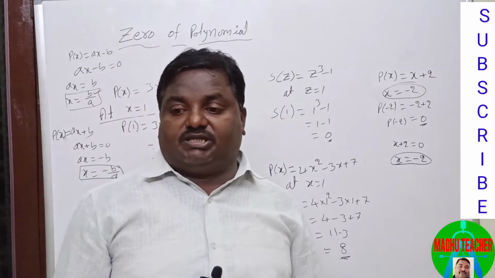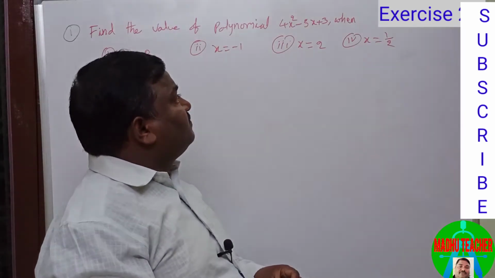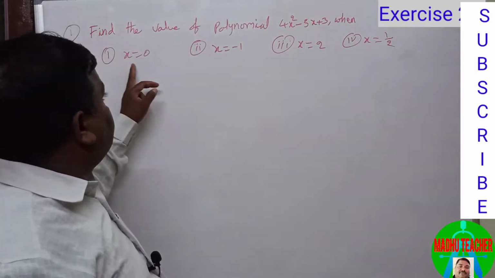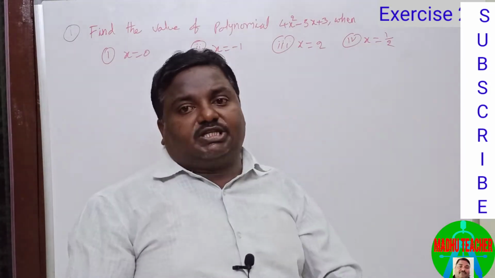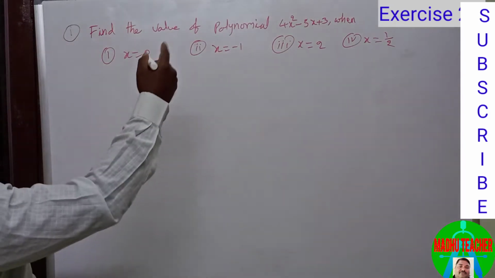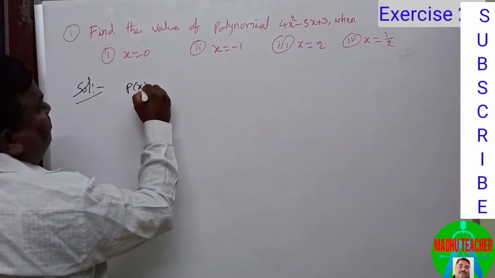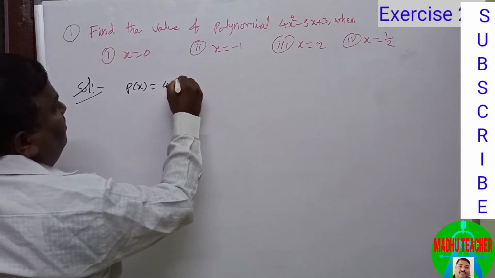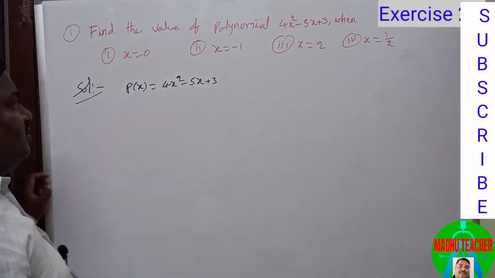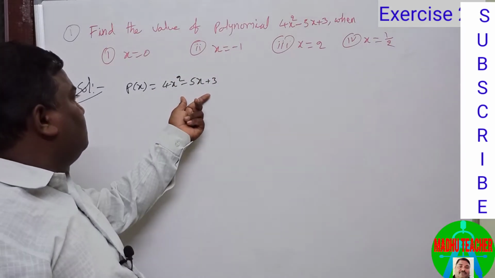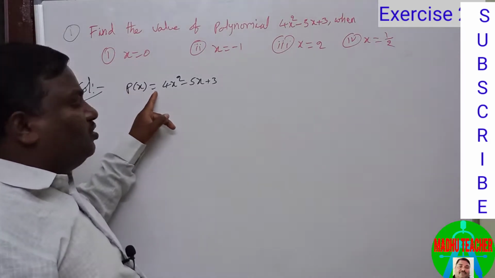Let us see the exercise. The question is: find the value of the polynomial 4x square minus 5x plus 3 when x equal 0, x equal minus 1, x equal to 2, and the fourth one is x equal to 1 by 2. So the given polynomial is p of x equal to 4x square minus 5x plus 3. Generally, a polynomial is denoted as p of x.